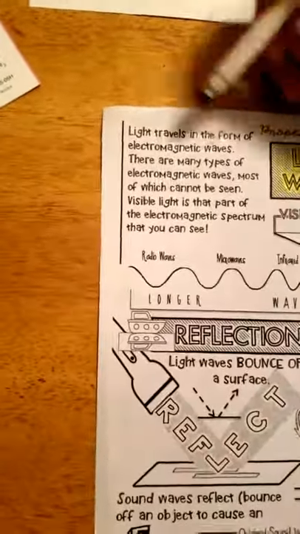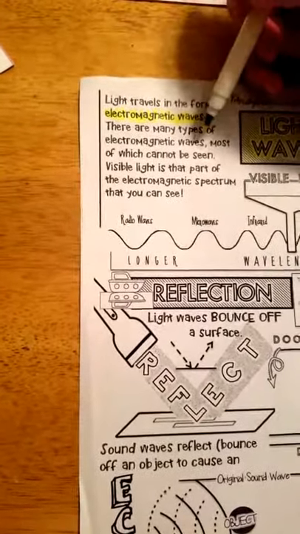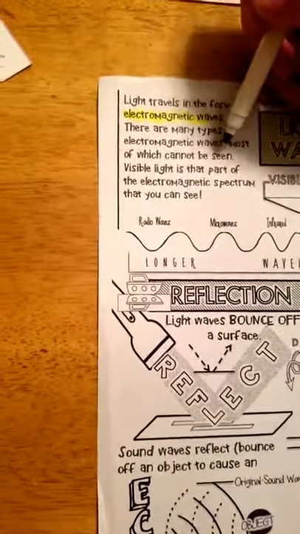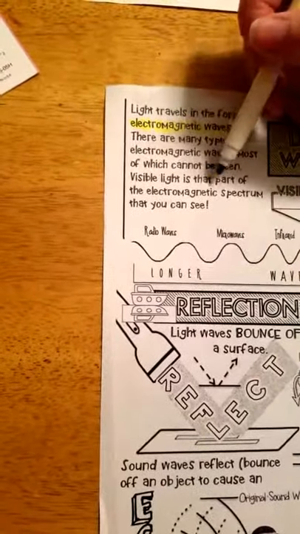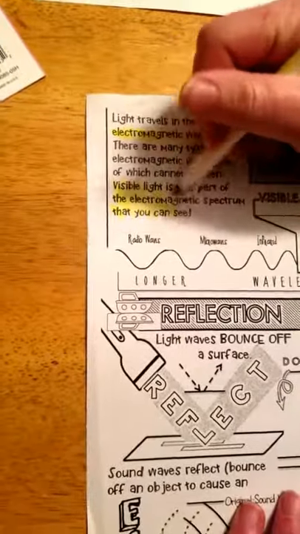Light travels in the form of electromagnetic waves. There are many different types of electromagnetic waves, most of which we cannot see. Visible light is a part of the spectrum, the electromagnetic spectrum that you can see. So I'm going to go ahead and highlight that section of the notes.